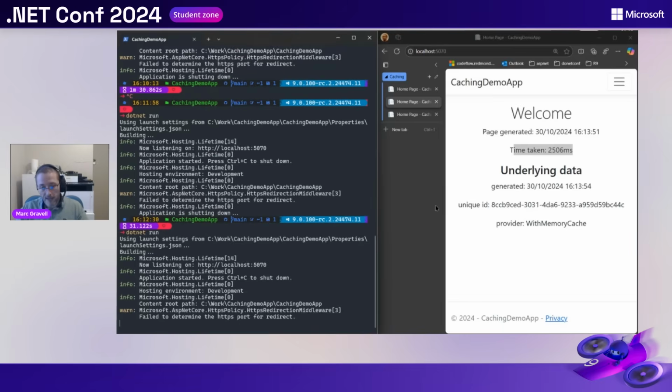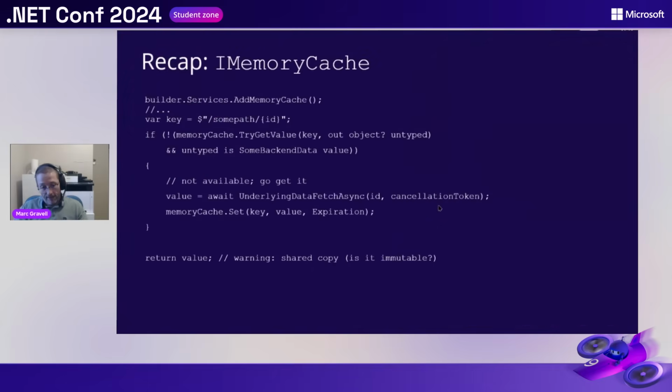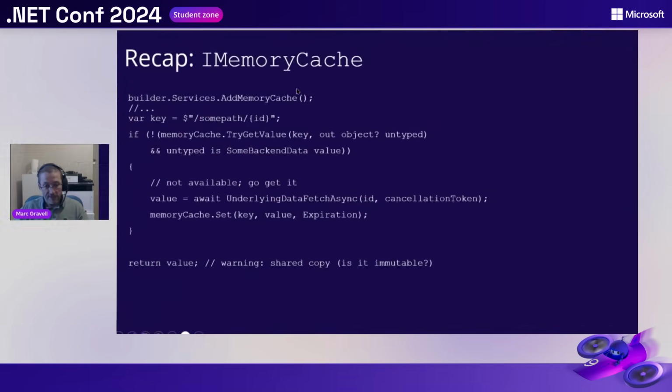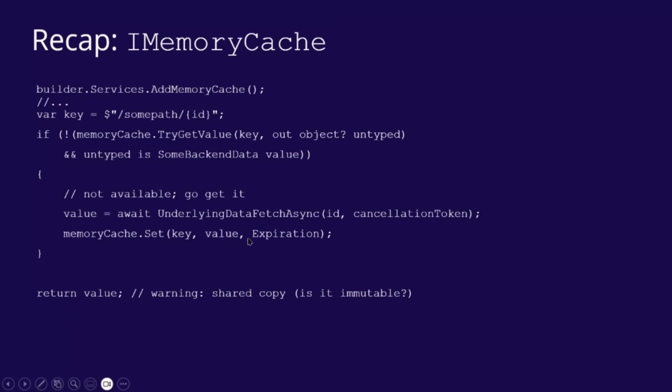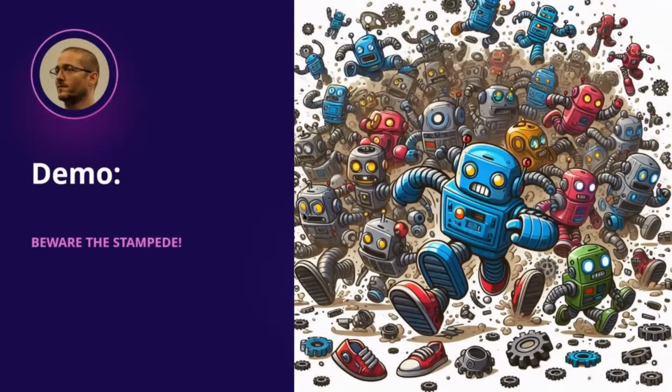So that's IMemoryCache. Again, very simple to use there. We just register it with add memory cache, and that's the same code we just looked at. There's one other thing we need to be really, really careful of when caching, which is stampede.